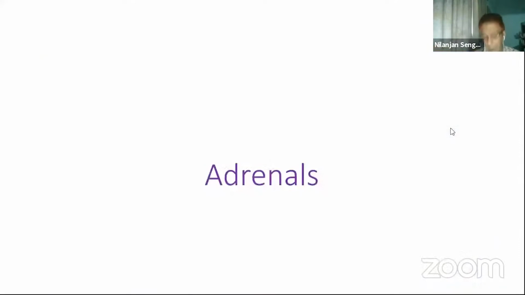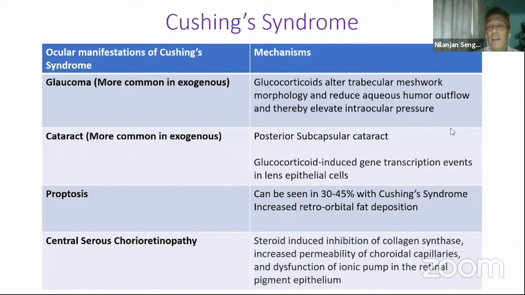So next we come to adrenals. Well, glucocorticoid excess, whether it's an endogenous glucocorticoid or exogenous glucocorticoid, has been shown to be associated with two things, glaucoma and cataracts. So glaucoma is more common with exogenous glucocorticoids because they alter the trabecular meshwork morphology and reduce aqueous humor outflow, thereby elevating the intraocular pressure. And topical glucocorticoids are mostly incriminated in causing, precipitating or aggravating glaucoma, though even systemic glucocorticoids, as in anecdotal case reports, have been shown to do the same.